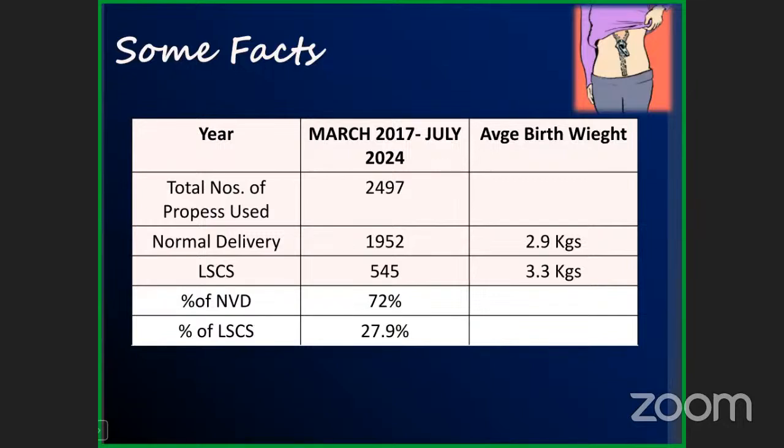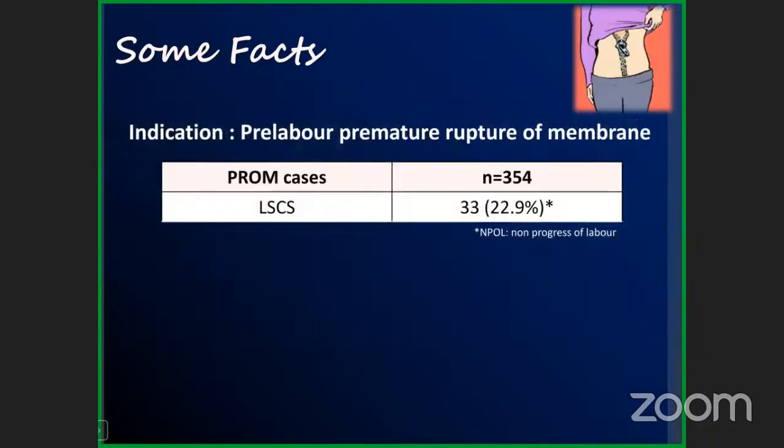Why would some women not go into labor? I think the biggest advantage with the insert is that your patient will go into labor. She may deliver, she may not deliver, that is out of question, but she will definitely go into labor. What we found is that patients requiring LSCS had heavier babies, around 3.3 or 3.4 kilos. If the baby weight was more, the success of vaginal delivery was much lower.